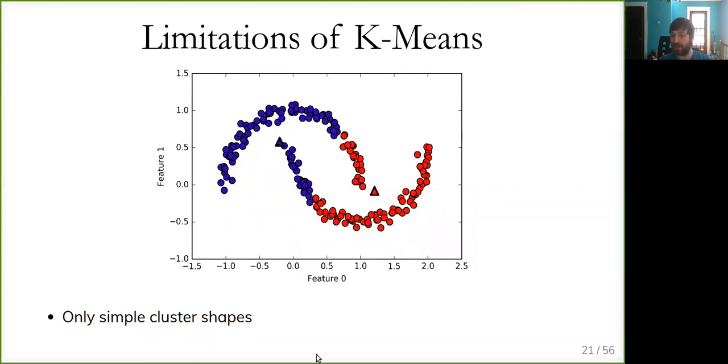Finally, as I said, you can only have very simple cluster shapes. So on my favorite data set here, the two moons data set or bananas data set, this is impossible to learn for k-means, because if you have points in a cluster, all the points in the convex hull will be in the same cluster. And so you cannot possibly separate the two moons using k-means.